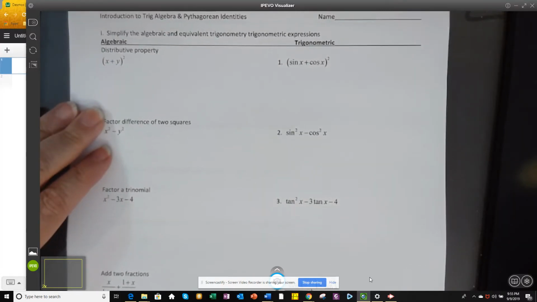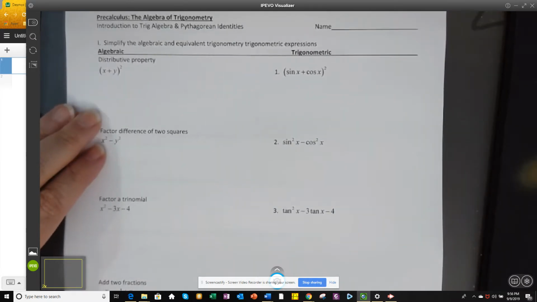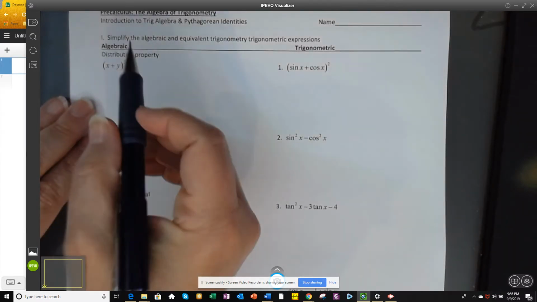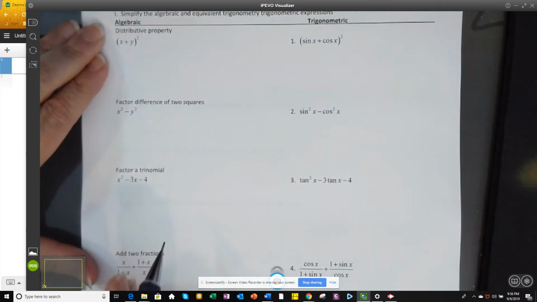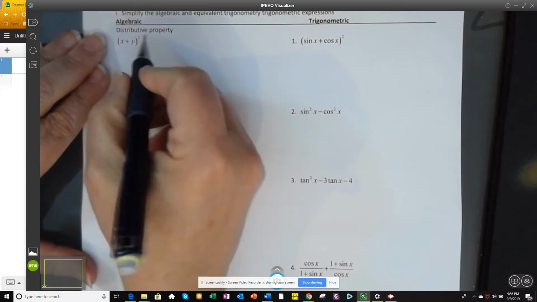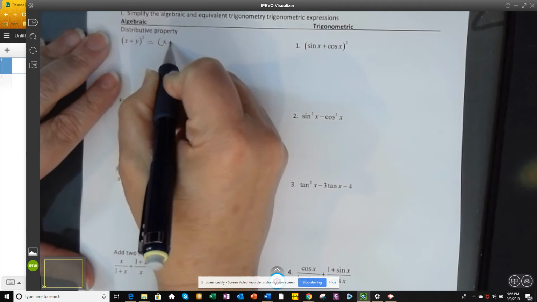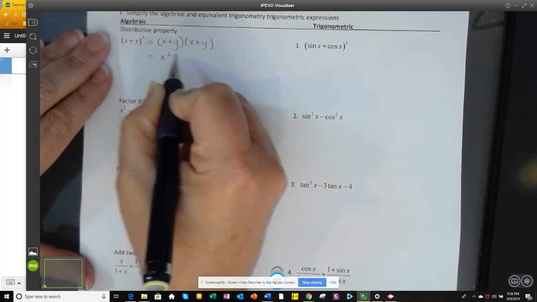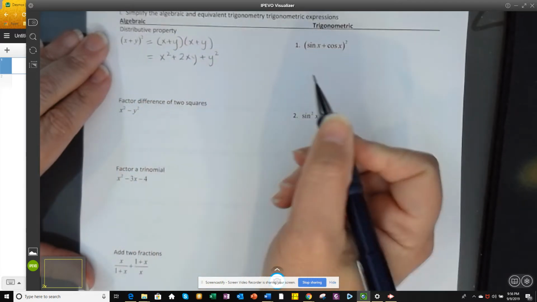All right, we are going to talk about the introduction of algebra combined with trig. And it might be a little bit scary, but what we're going to do first is some practice with the algebraic, because we're going to do the left-hand column here. All right, we're going to do some distributive properties. So in order to do this, we're going to expand x plus y times x plus y. And that's going to give us x squared plus 2xy plus y squared if you were to multiply it out.